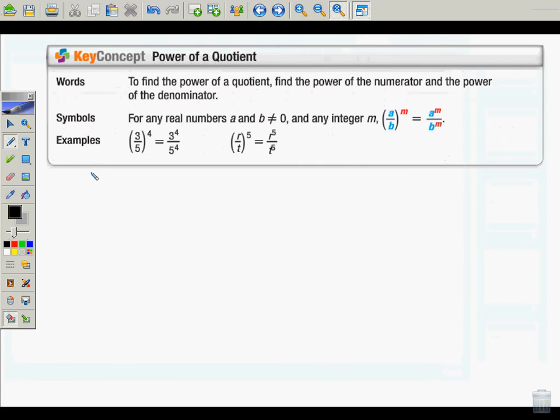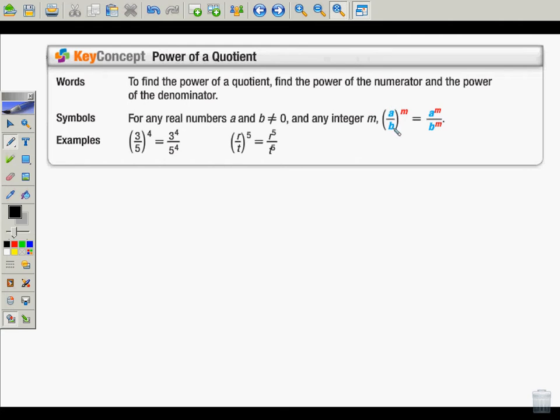So now we're going to be talking about the power of a quotient rule. This is very similar to the power of a product rule that we talked about in the previous lesson. To find the power of a quotient, you just find the power of the numerator and the power of the denominator. It's the exact same idea as we did yesterday with multiplication.